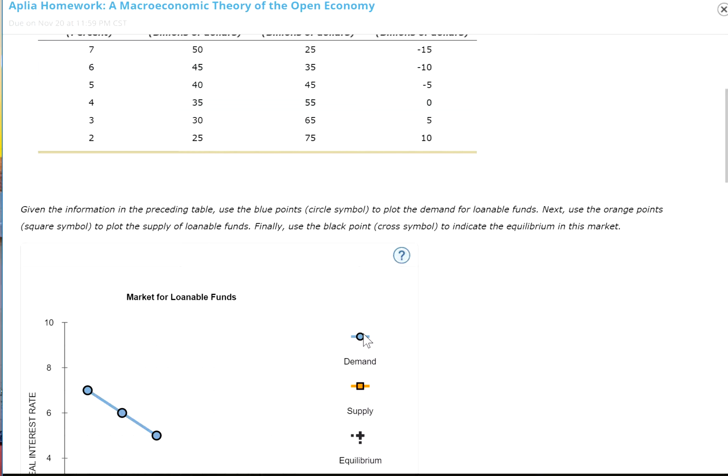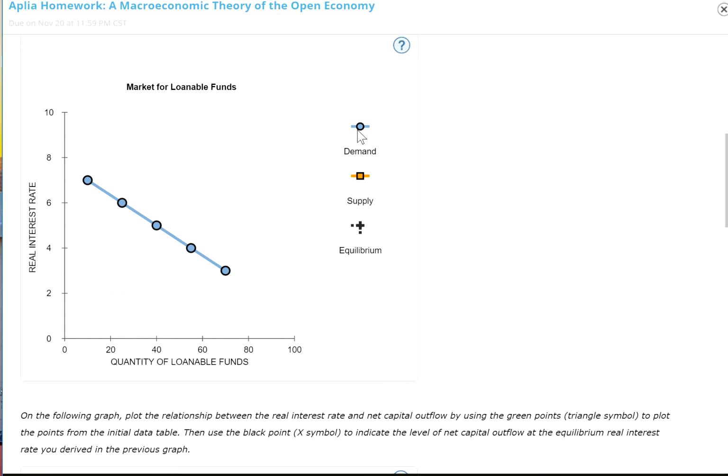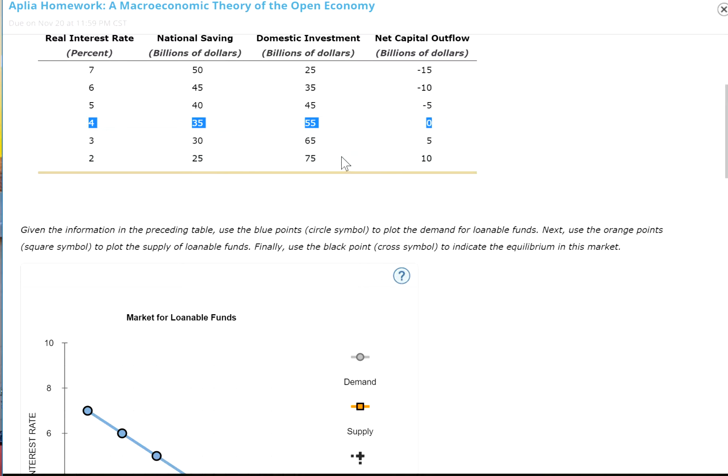And the next one will be 55. Wait, it's not 40, it should be 50. So next is 55 at 4%. And the next one will be 65 plus 5, which will be 70, at 3%. The last one is 85. I want to say it's 85. Yeah, 75 plus 10 is 85.